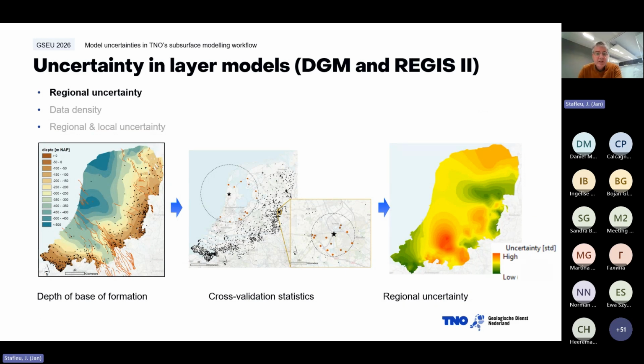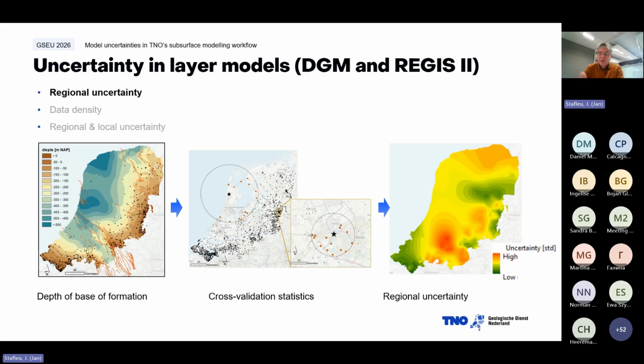And in our workflow, we have two components in that uncertainty, a regional uncertainty and an uncertainty that has to do with the data density or the data proximity. The regional uncertainty is estimated using cross-validation statistics, in which we take a data point out of the entire data set, then estimate the depth of a formation at the location of that data point. Then we repeat that for all the data points, and afterwards we look at the difference between the estimated value at the data points and the true value at the data points, and that is input to calculate the regional uncertainty.